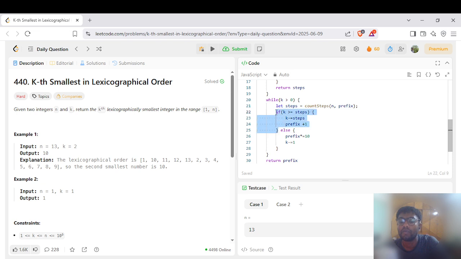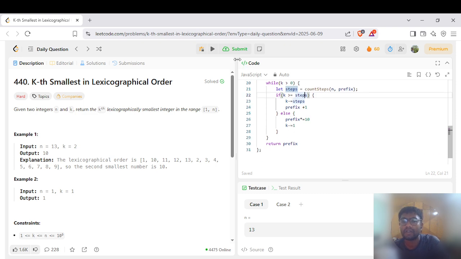Okay, so in this if condition we are mainly checking if k is greater than or equal to steps, which means if it doesn't lie under the prefix, then we skip the entire subtree calculation and we go to the next step where the kth number might lie. So that's the whole idea in the if else statement that we have there. Okay, so let me try submitting the solution and let me see.